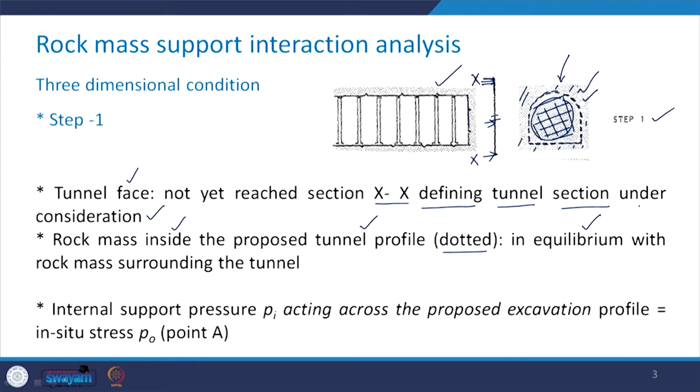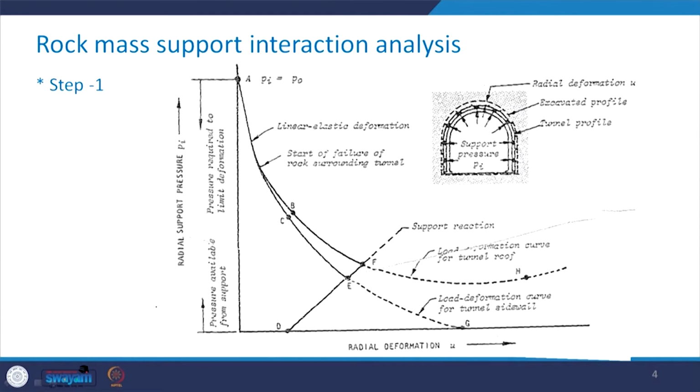And therefore, the internal support pressure, which I am representing with Pi, acting across the proposed excavation profile will be equal to the in situ stress P naught. This is represented with the help of a point A, where we are trying to plot the radial support pressure versus the radial deformation.